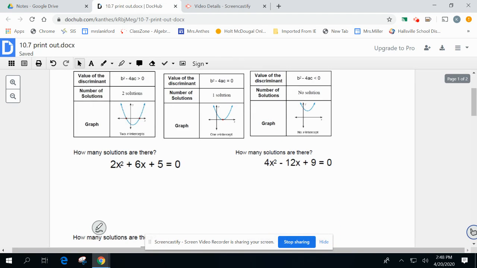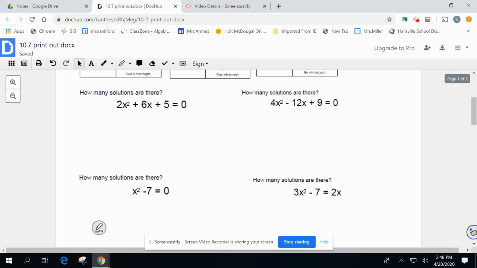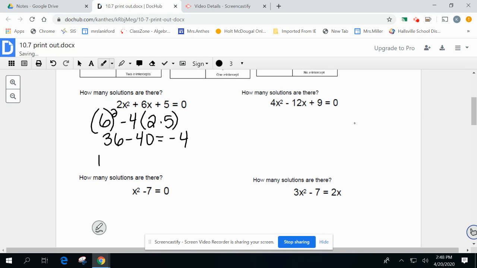So what we're going to do is determine the discriminant and see how many solutions there are. For the first problem, I'm going to have b squared minus 4ac. So 6 squared minus 4 times 2 times 5. If I simplify that, I get 36 minus 40, which equals negative 4. Because it's negative, this would be no solution.